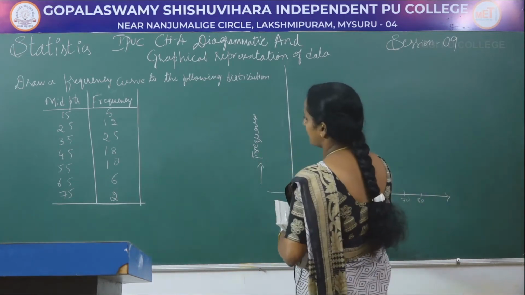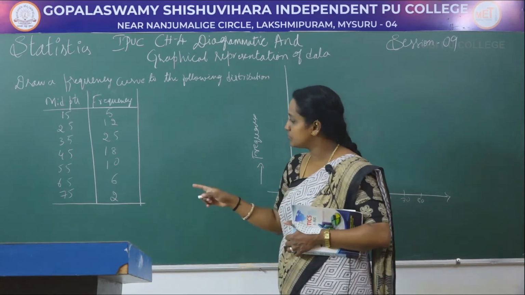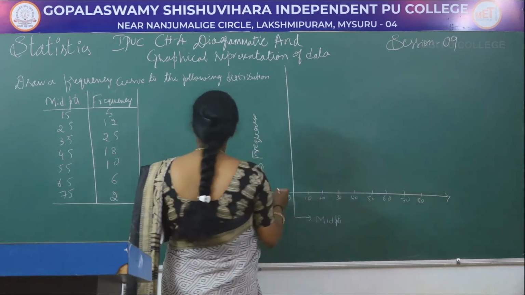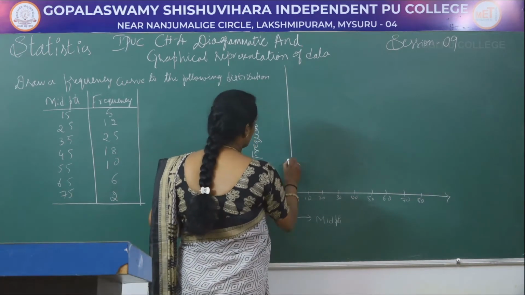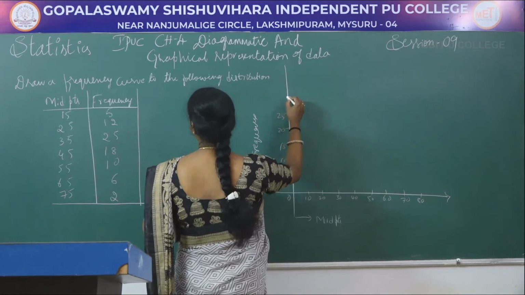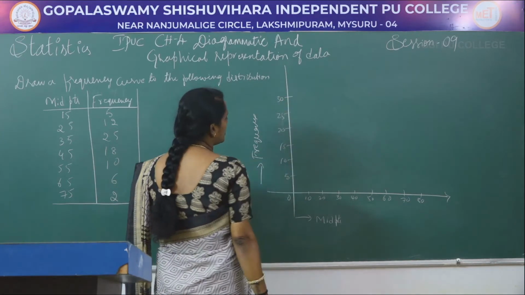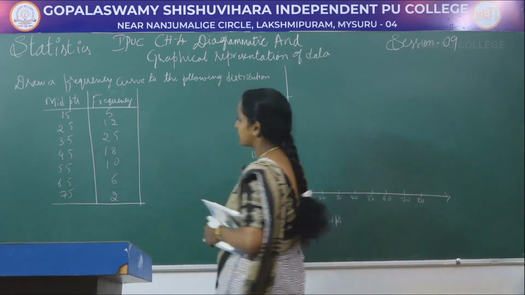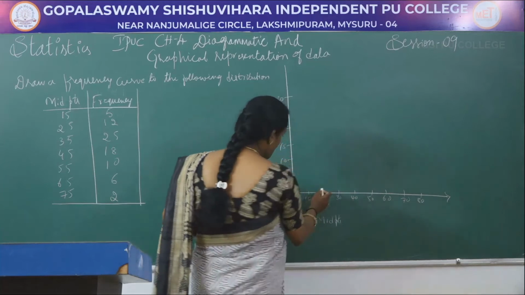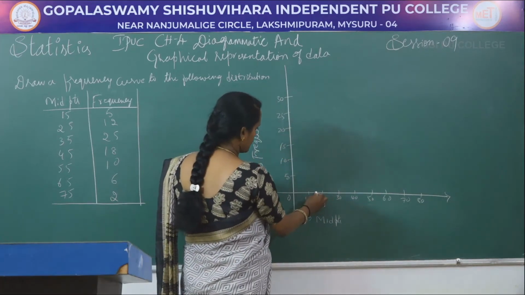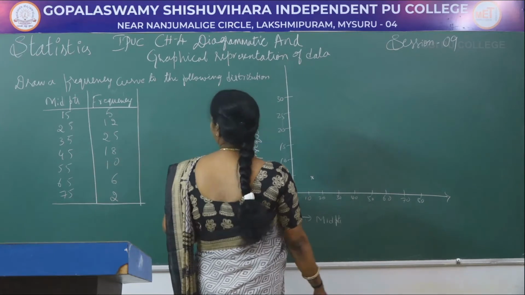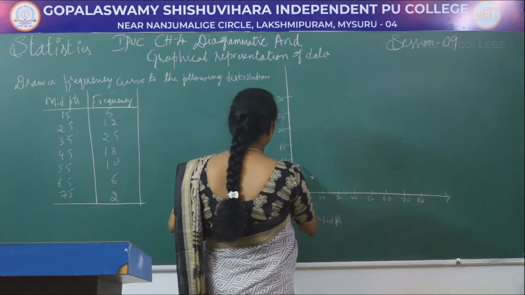Okay. Next in y-axis it will start from 2 and it is till 25. So I will take 5, 10, 15 like that. 5, 10, 15, 20, 25, 30. Okay. So let's start to mark the points. For 15 midpoints frequency is 5. 15 will come between 10 to 20. For 15 it is 5. Next for 25 it is 12.